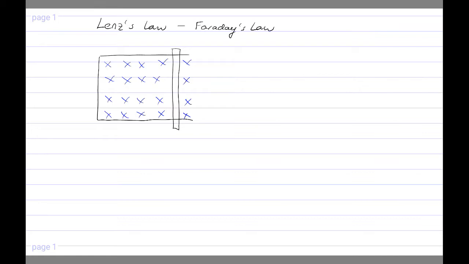But then we decided that we should exert a force so that there will be a velocity moving this bar to the right. So as we're moving the bar to the right, what happens is that we're increasing the area. So that means that the magnetic flux is increasing.